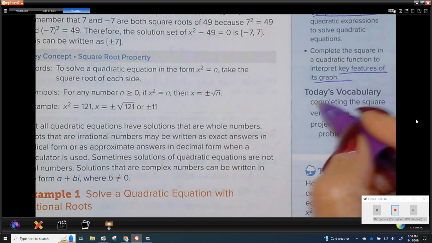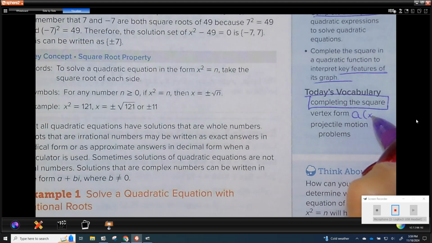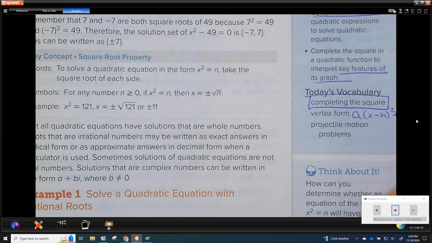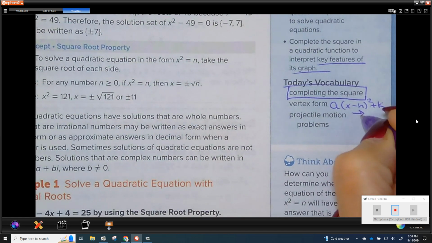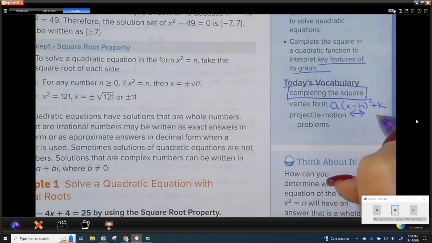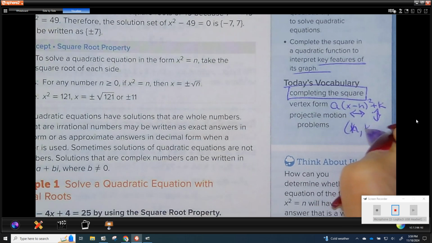So we're going to complete the square. Vertex form, I didn't spend much time on transformations this year, but that is vertex form. h is the left and right, your x component, and k is your vertical. So if you have it like this, (h, k) is your vertex.